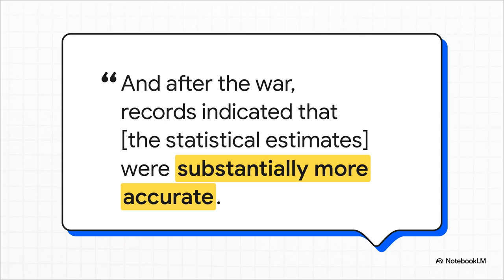And here's the kicker. After the war, the Allies got a hold of the actual German production records. And the real number? 256 tanks per month. The statisticians, with just a handful of serial numbers, were almost perfectly correct. Meanwhile, all that conventional intelligence was off by a factor of 5. It's just an incredible example of the power of this approach.